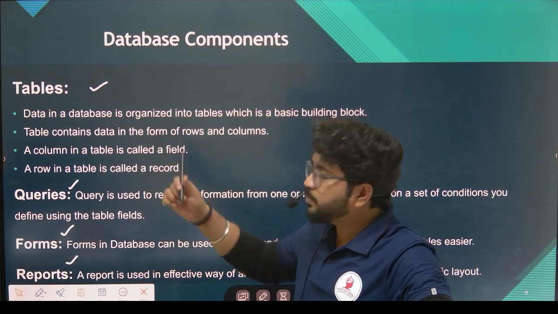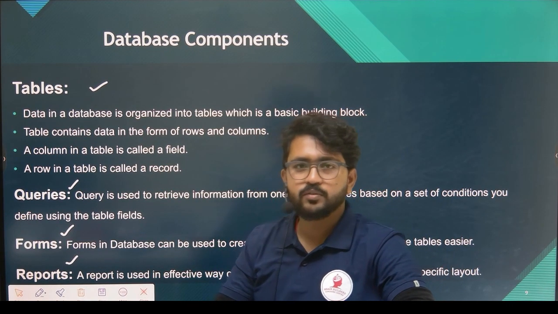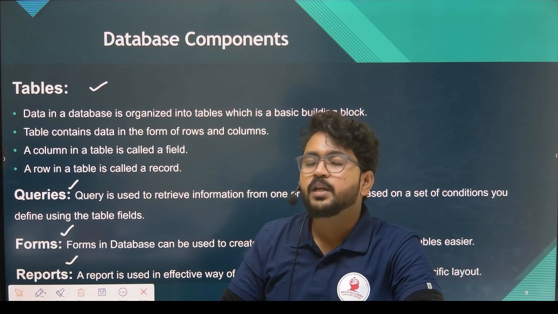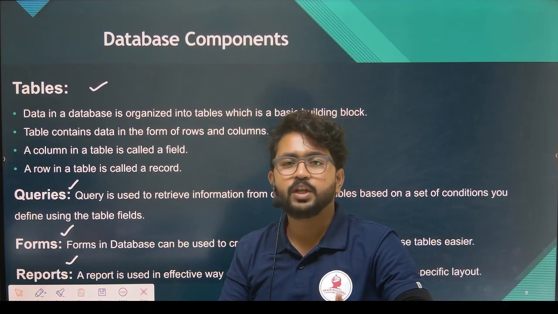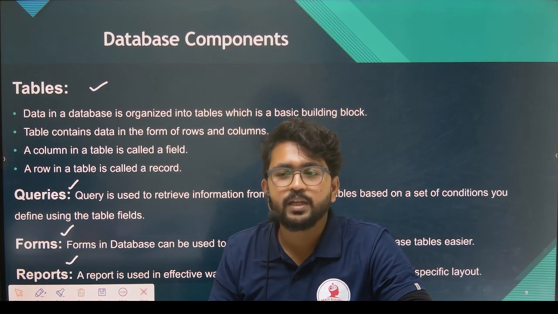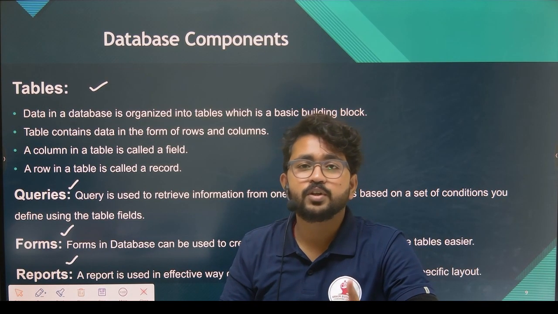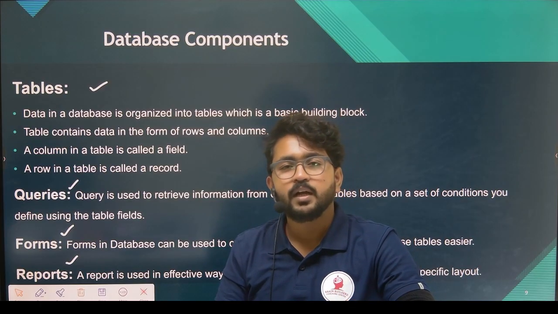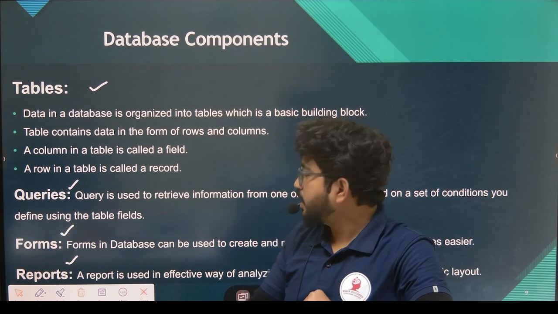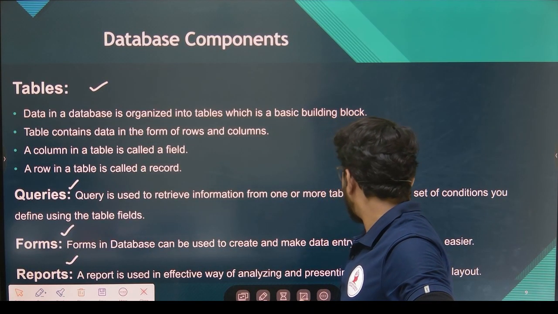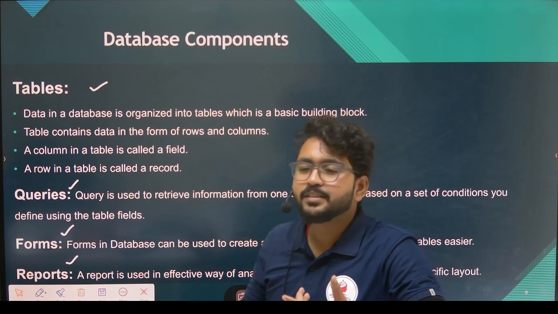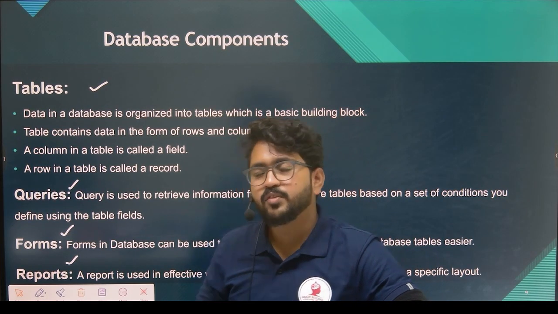Now we know table, we already know that it is a combination of row and column. Query means if you want some information from your table, then you will use your query. Basically we are using query for retrieving the data from our database. The next thing we have is form; a form in database can be used to create and make data entry in a database table in an easier way. Last one we have is reports.